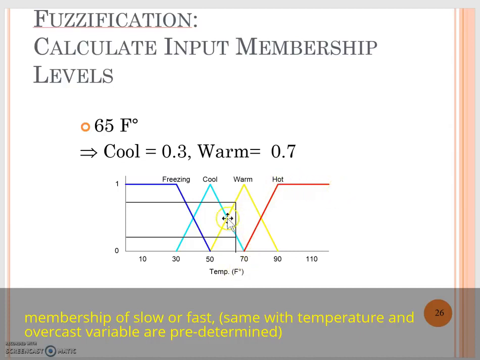So the membership is dependent on us. Maybe this is used in European countries or the United States where they have freezing or snowy winters.